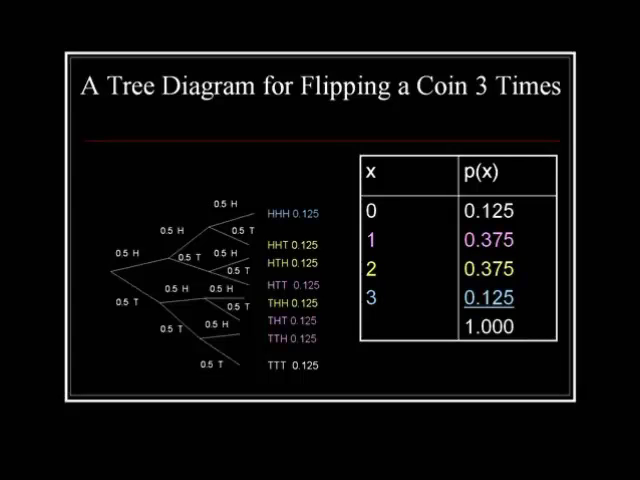So for our probability distribution, again, just reviewing here, we have a list of all the possible values of x, the number of heads, 0, 1, 2, and 3, and then the probability associated with each value of x. And it's a probability distribution, so it sums to 1.